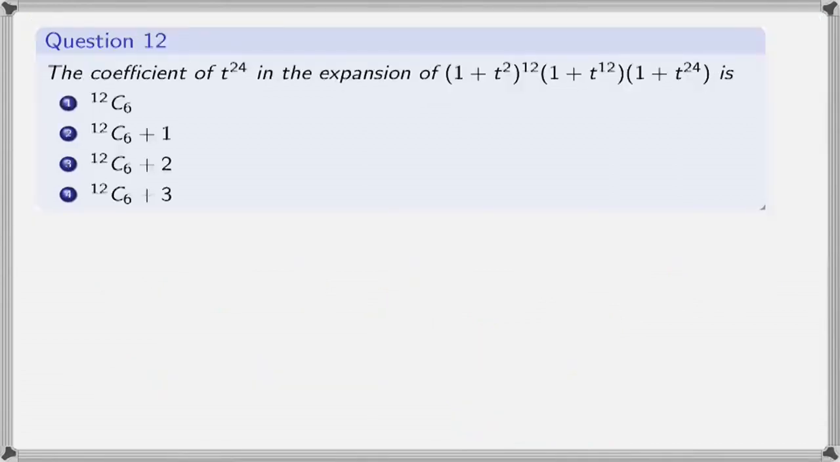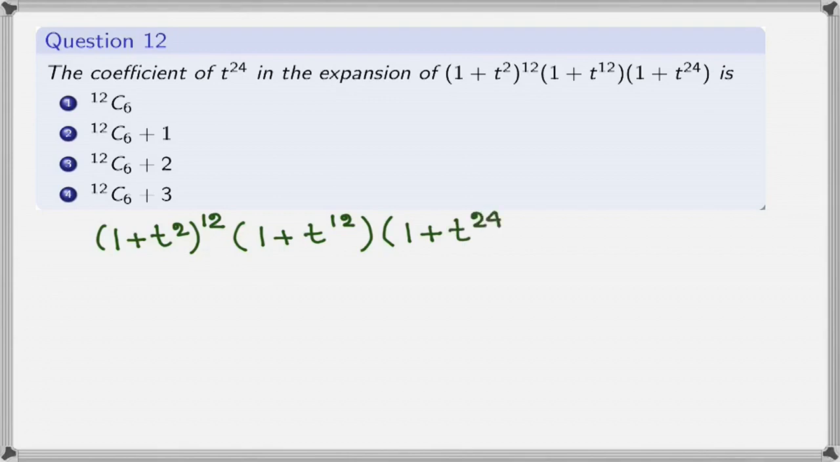In this question we are asked to find out the coefficient of t to the power 24 in the binomial expansion of (1 plus t square) to the power 12 into (1 plus t) to the power 12 into (1 plus t) to the power 24. To solve this question, let us first write the binomial expansion of this.